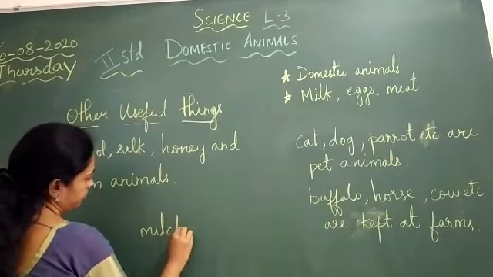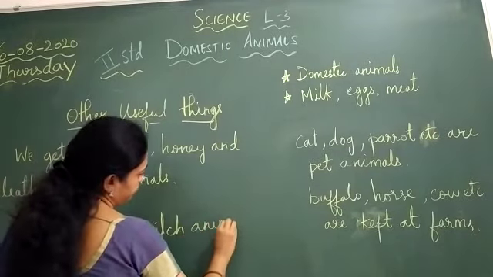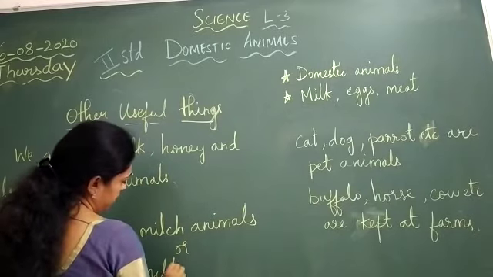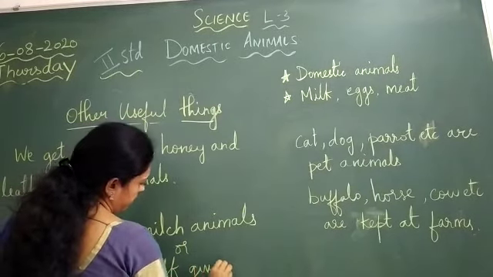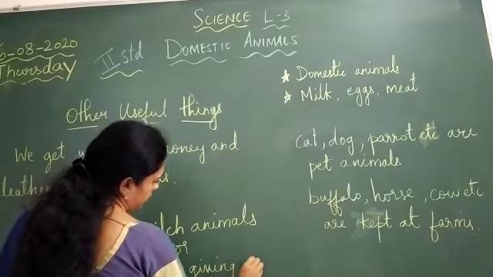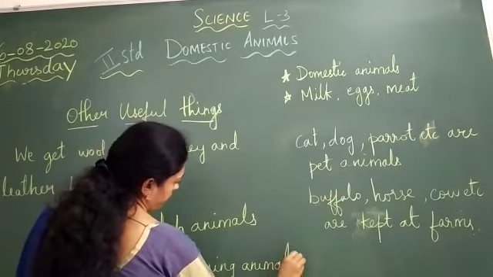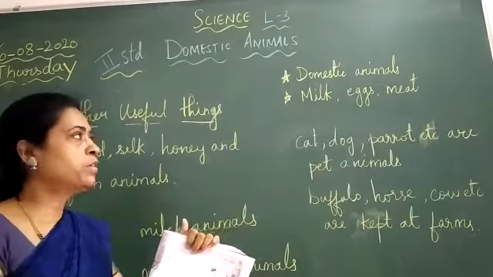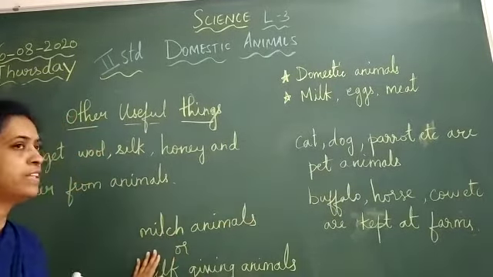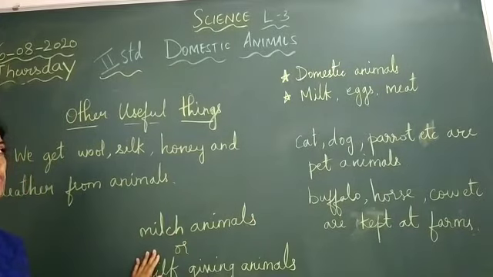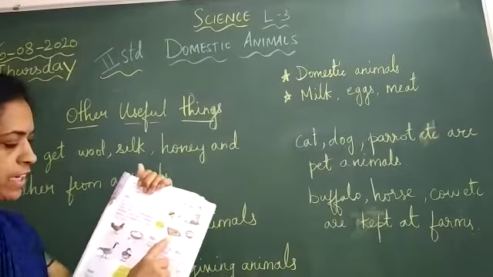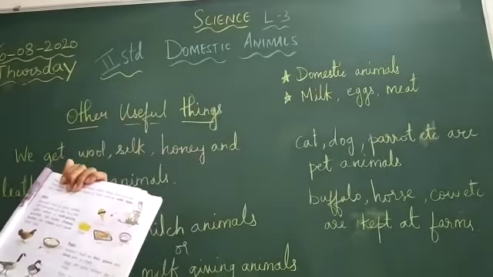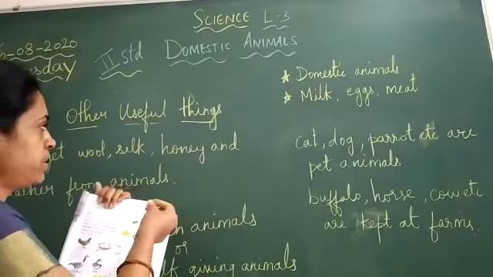Milk animals are milk giving animals, isn't it? And also we can make many things from this milk product. We can make cheese, butter, ice cream, curd. I have shown this in the previous class also, isn't it? So we can make so many things out of this milk.